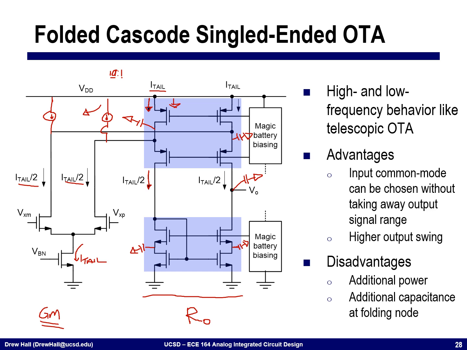I will say the one bad side or one downside of doing this ratioing is that you often end up with a lot of capacitance at this node. And if you don't have the low impedance from this 1/GM term that we see here, it can start to create a non-dominant pole that falls within your bandwidth.